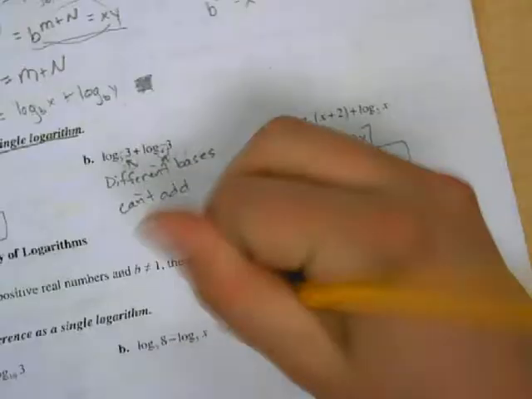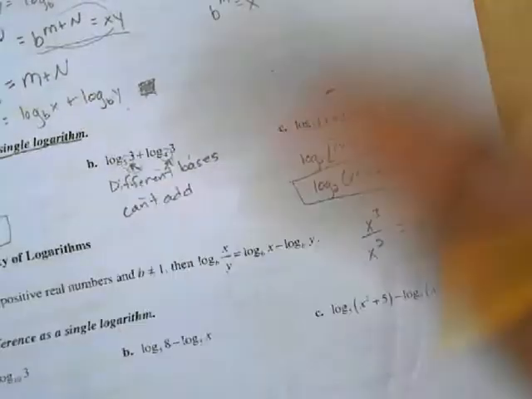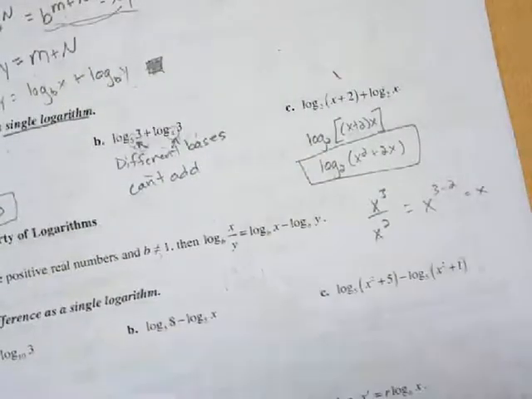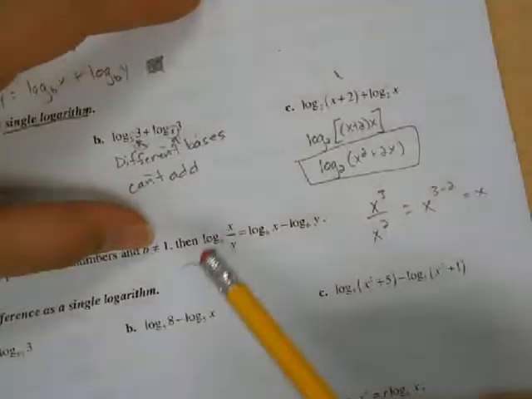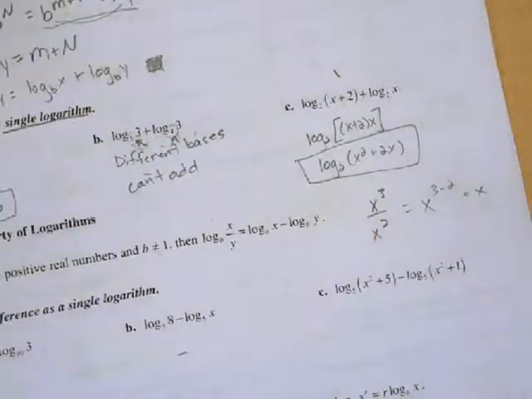I just wanted to make a little note, and that's true of all of the properties: product, quotient, all of the above. You have to have a base that is positive and greater than 1, or as long as it's not 1, really.